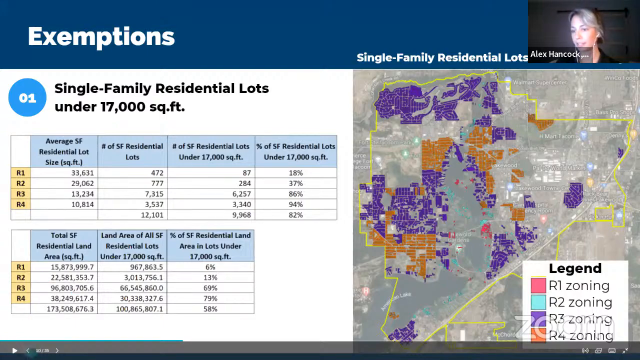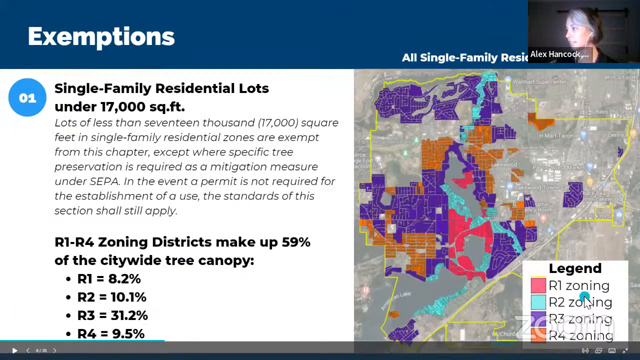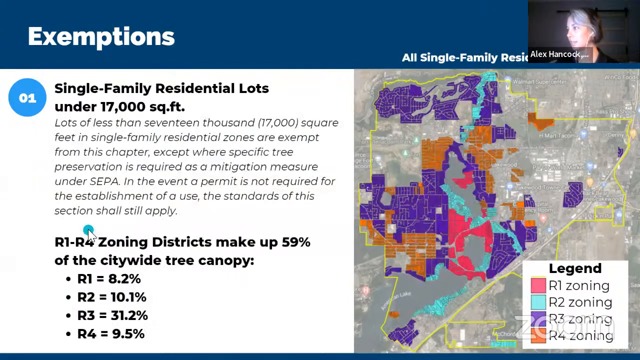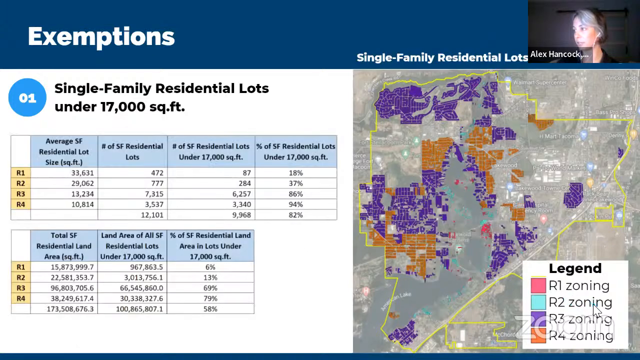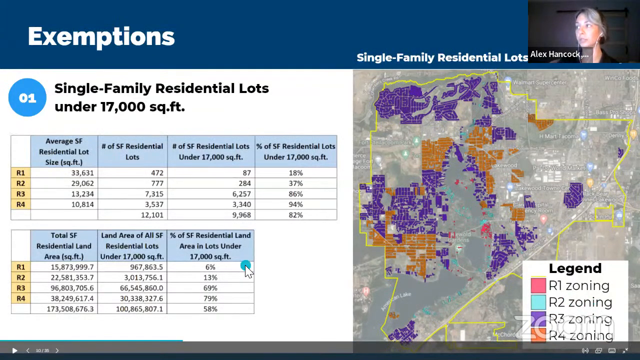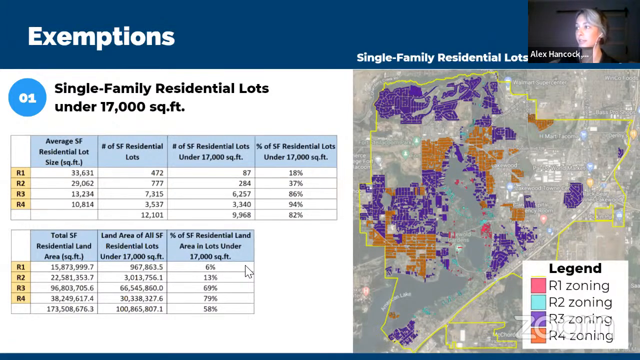You can see, if I toggle between these 2 slides, the difference between this map on the right that includes all of the single family residential zoning lots, and then when I switch to the next slide, these are only the lots that are under 17,000 square feet. So that's what we're talking about now. If lots are missing from this map, it means that the tree preservation regulations apply to those lots.